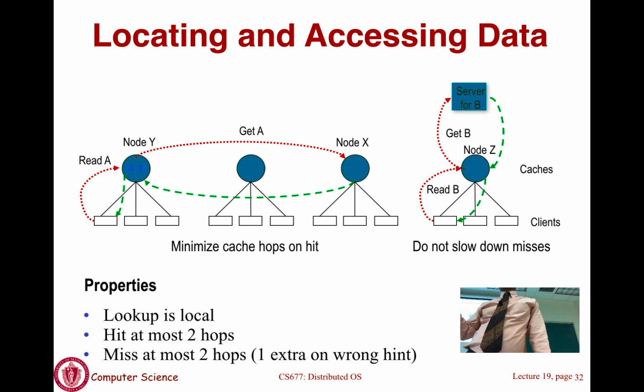Okay. So you can analyze the latency. It's basically going to be 1 hop if it's a local hit, 2 hops if it's a remote hit or a miss, and if you get it wrong, there's 1 more hop in there. Okay, but still a lot more efficient than whatever we had looked at before.